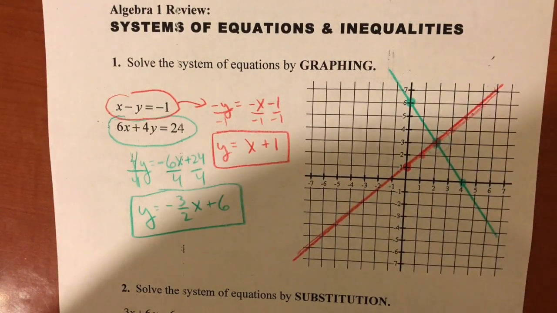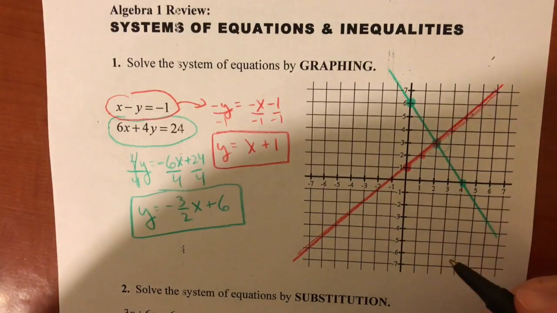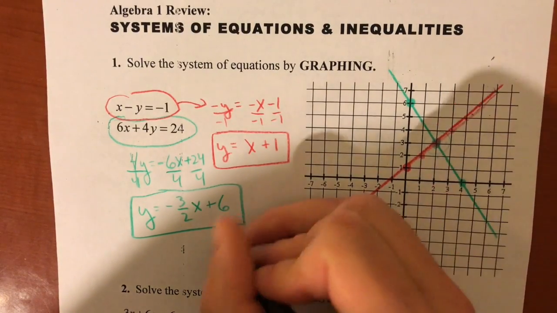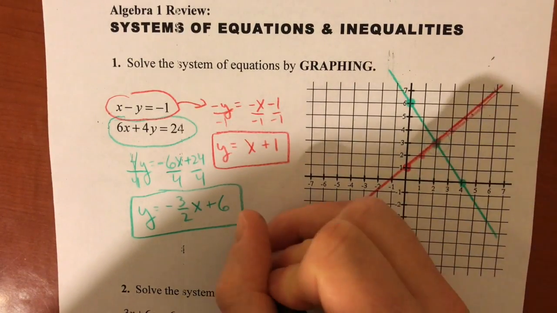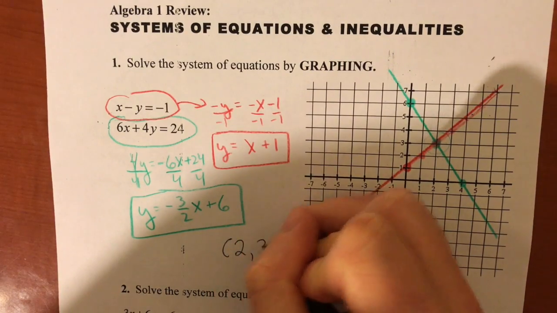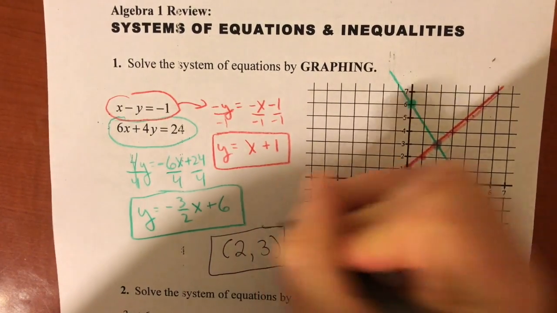So we want to list it as an ordered pair, not an ordered apple. (2, 3), that is that point. (2, 3) is your solution to the whole thing.